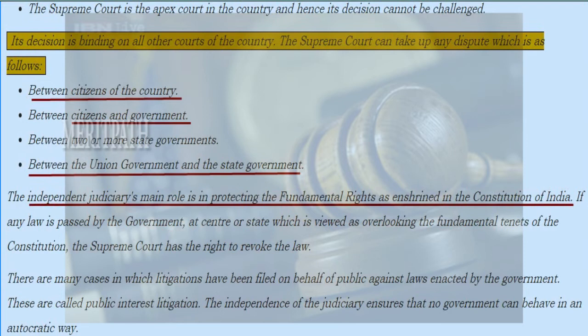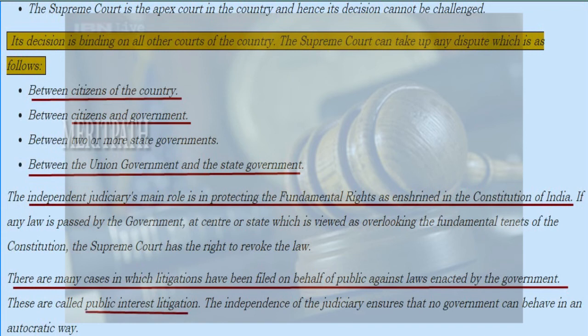If any law passed by the government at the center or state is viewed as overlooking the fundamental tenets of the Constitution, then the Supreme Court has the right to revoke that law. There are many cases in which litigations have been filed on behalf of the public against the laws enacted by the government, and this is known as public interest litigation. Independence of the judiciary ensures that no government can behave in an autocratic way.